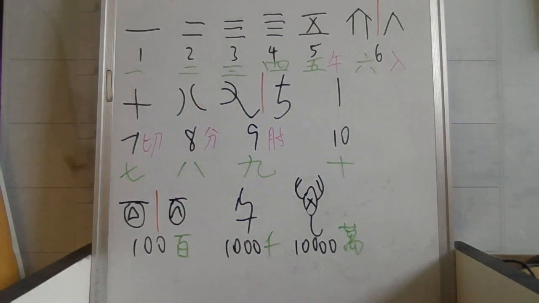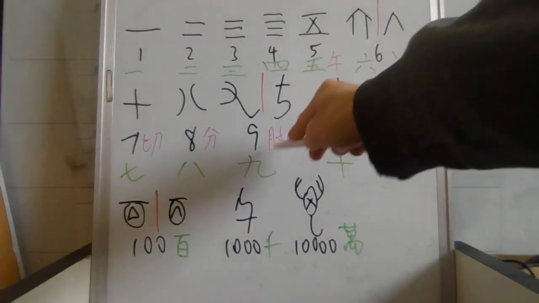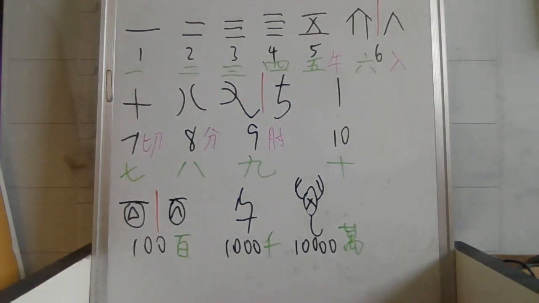Okay, so that's where these words are from. Also, this is pronounced gu in ancient times. Both of them are pronounced like that. Okay, so the glyph for 100 used to be pronounced bra, 1,000 used to be pronounced snin, and 10,000 used to be pronounced mrats. All right, so that's it.